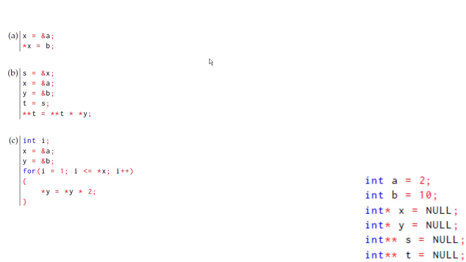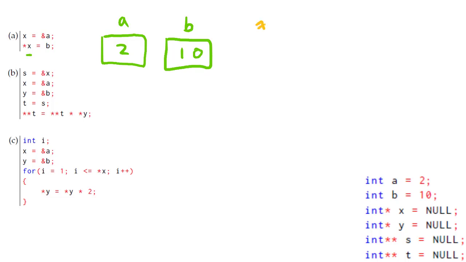Hi everyone, today let's do some practice of our pointer diagram, shall we? So initially we have a variable called a. Our a has a value of 2. And then we have another variable called b, and the value is 10. And then we have a pointer, our pointer x.